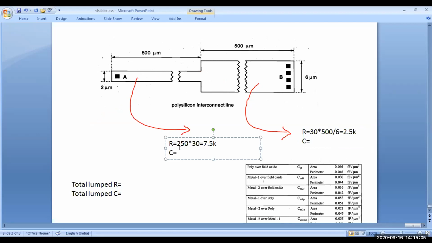Now for capacitance, width is 2. From the table you can see for poly it is 0.066. Now calculate the capacitance. For area, you know, W into L. The resistance will be 8.3 K. No, 250 into 30. 500 by 2, the number of squares will be 250.